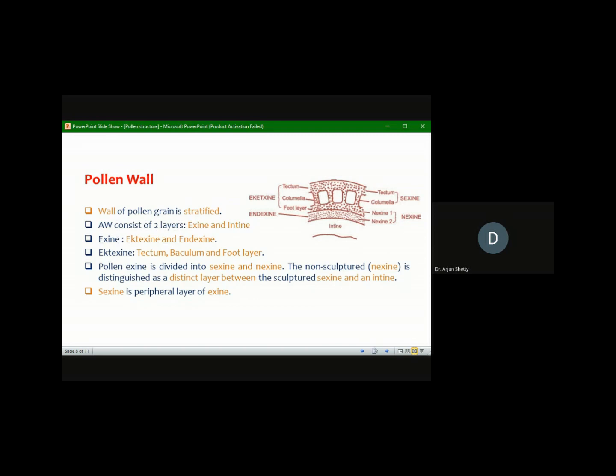The online students, in the second point it says AW. Okay, it's not, yes sir, it's the pollen wall, not the anther wall. Okay, they will make the changes.